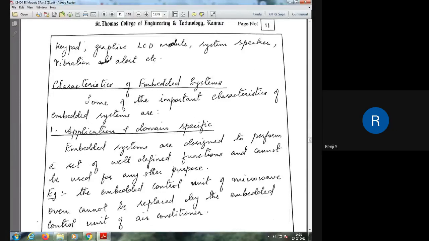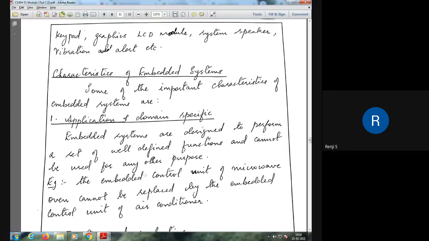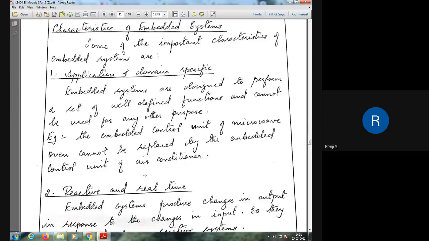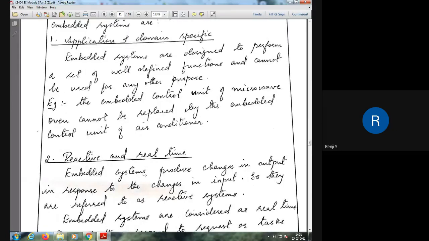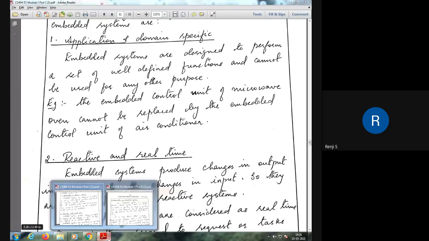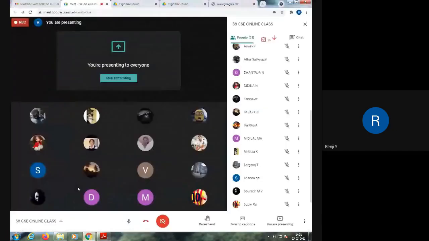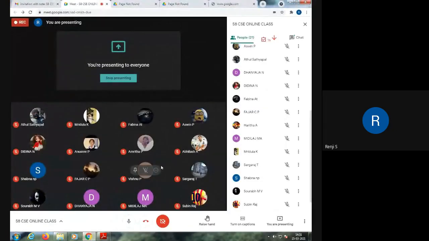The next is the characteristics of embedded systems. Some of the important characteristics of embedded systems include, the first characteristic is that it is application and domain specific. As the definition itself says, embedded systems are designed for a particular application or for a particular domain.